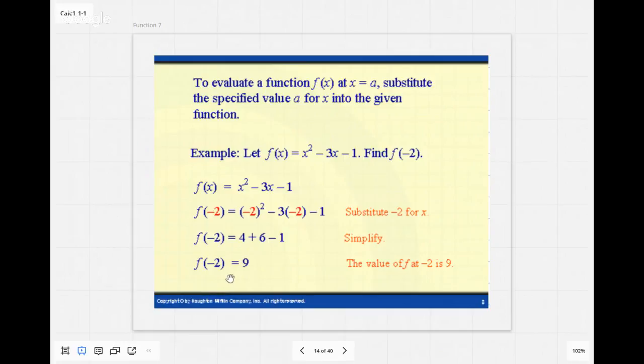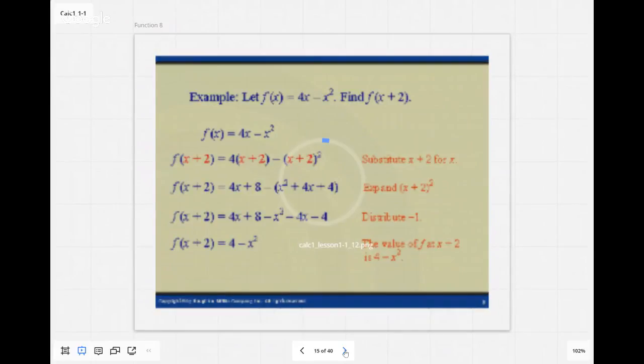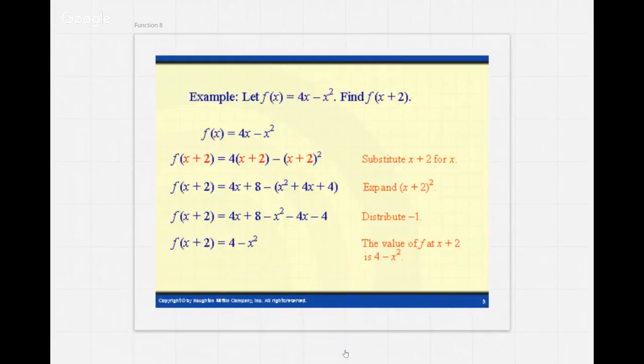So f of -2 is 9, and I love that because that's an ordered pair. It's -2, 9. So function notation has a lot of advantages. And you can also substitute in not just numbers. If f of x equals 4x minus x squared, how does one find f of x plus 2? By substituting x plus 2 in every place there was an x. Hammering it out, the x plus 2 squared has to be figured out, bring it all together. Finally, we get our result.